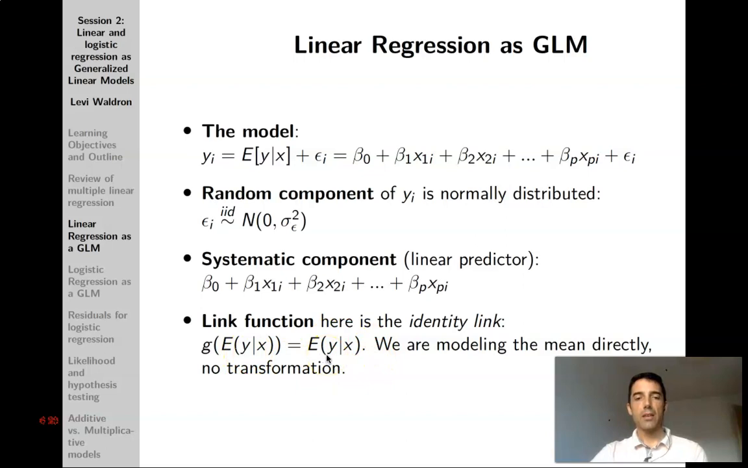So in the context of a generalized linear model, that's all there is to it. We have this error component, which is a normal distribution in this case. The systematic component is as always, and it will continue to be like this through generalized linear models. And in this case, the link function is just the identity.